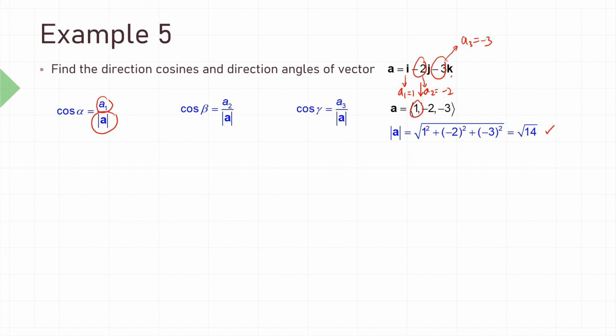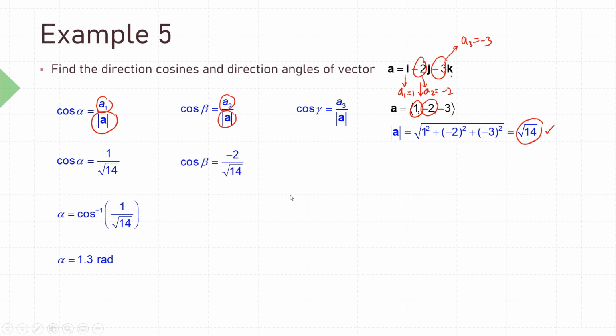A1 is actually 1 divided by square root 14. So this is cos alpha. Then, alright, this is the directional cosine. We want to find the angles, therefore alpha is the cos inverse of this value. So we press the calculator, you get 1.3 radian. Now let's do it for cos beta. We know that A2 is actually -2 and modulus of A is actually square root 14.